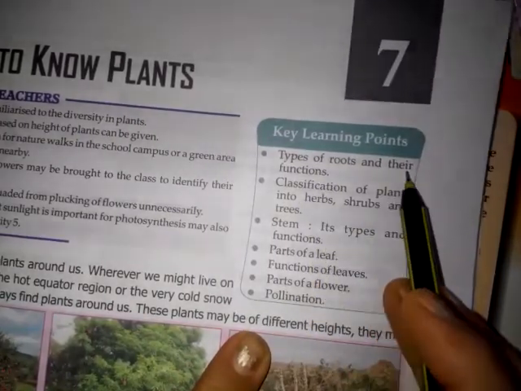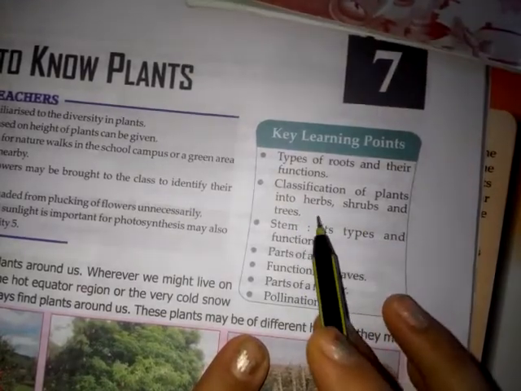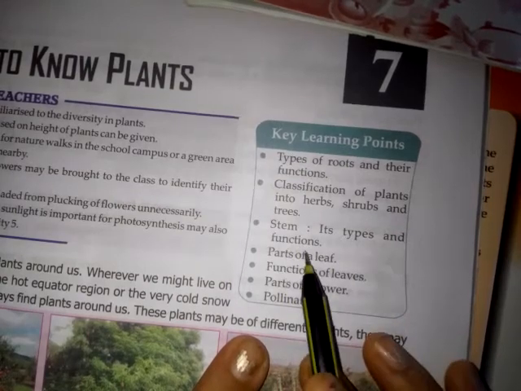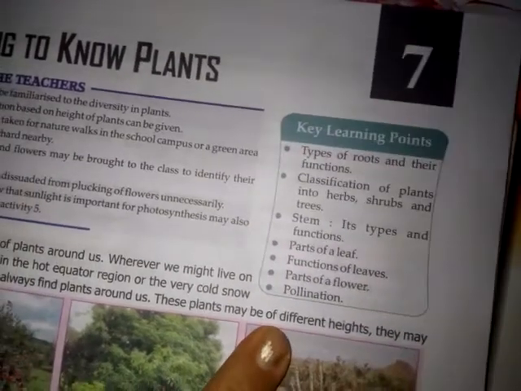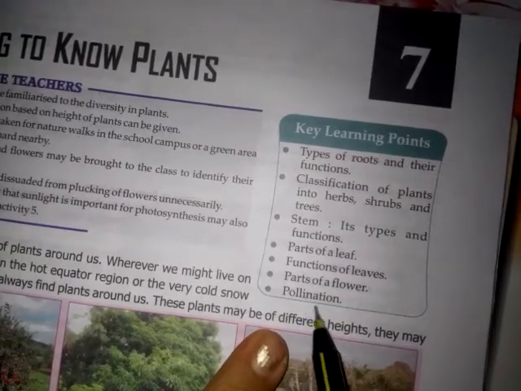Types of roots and their functions. Classification of plants into herbs, shrubs and trees. Stem, its types and functions. Parts of a leaf. Functions of leaves. Parts of a flower and pollination.